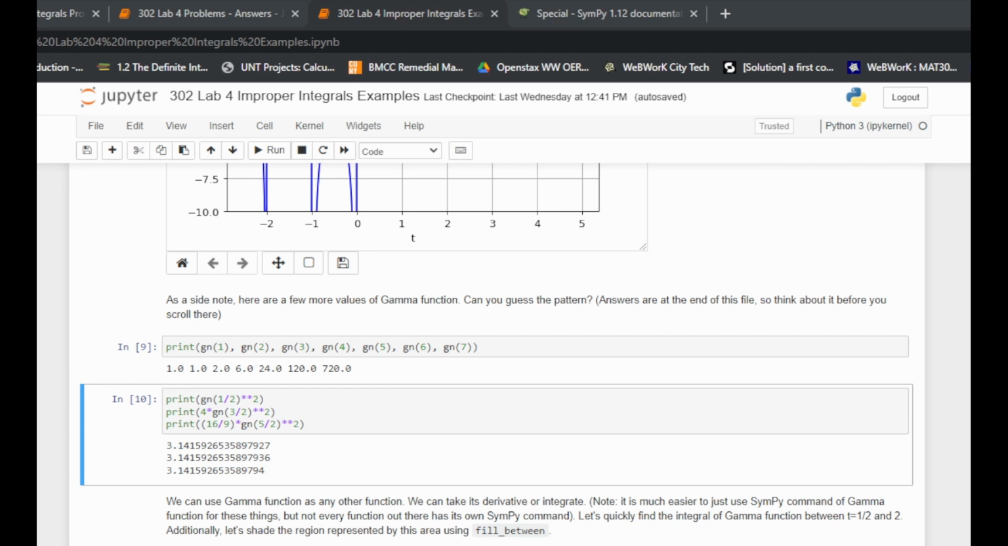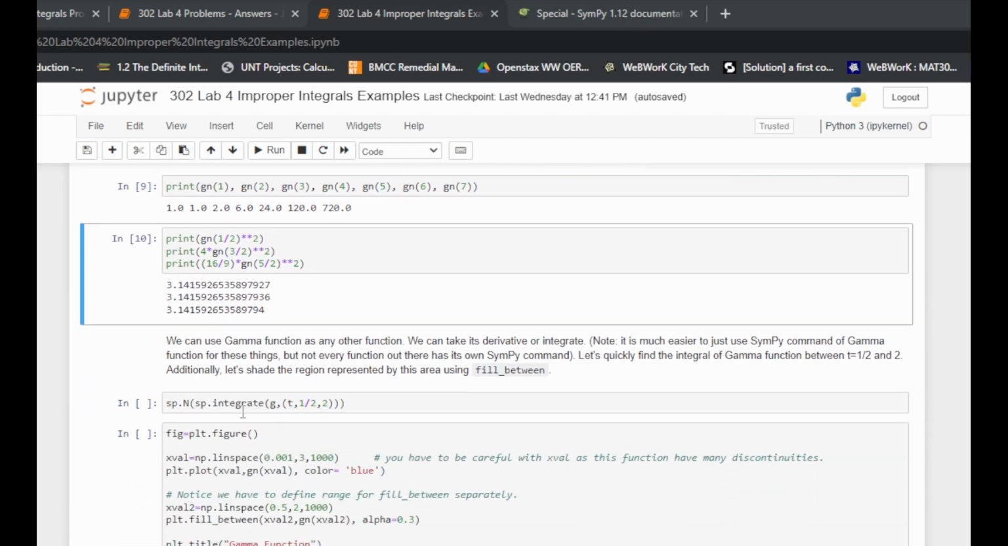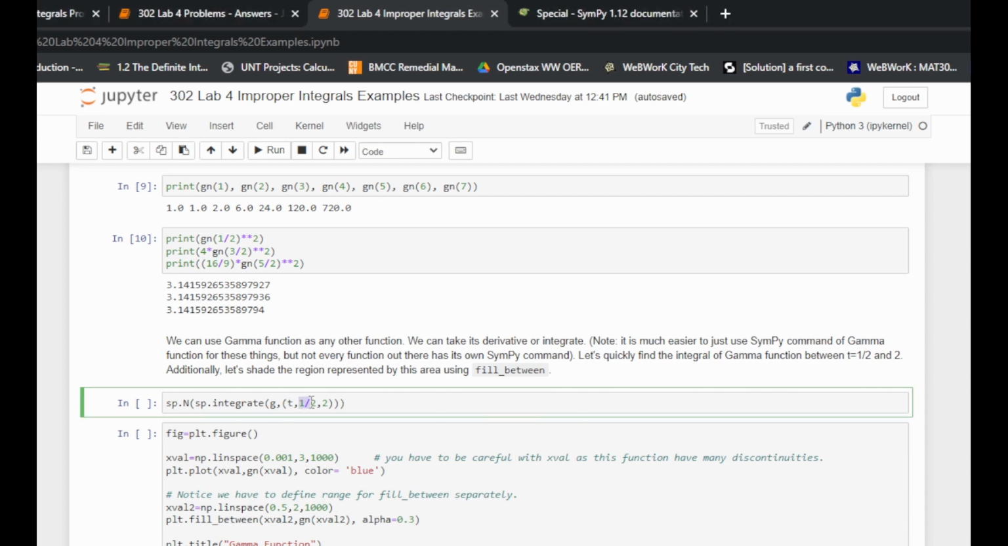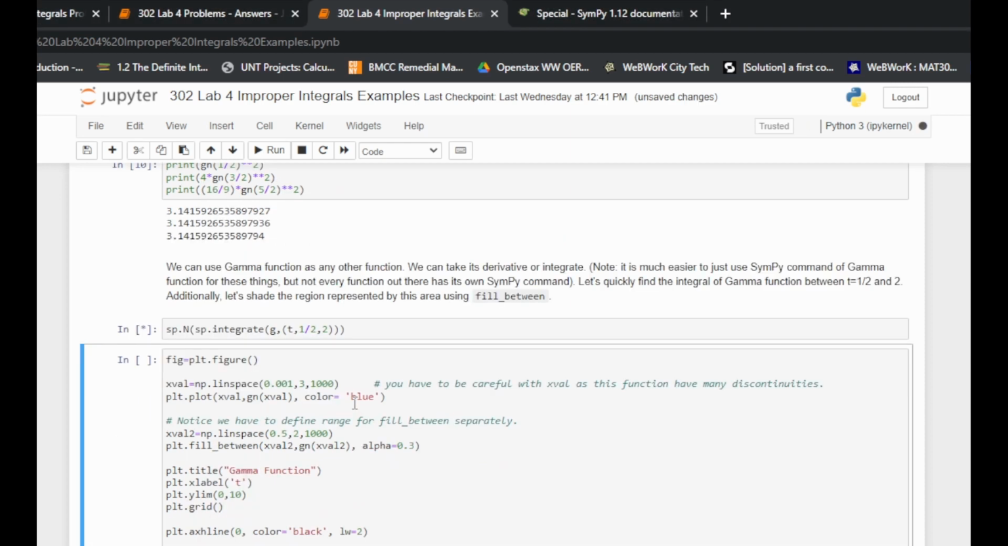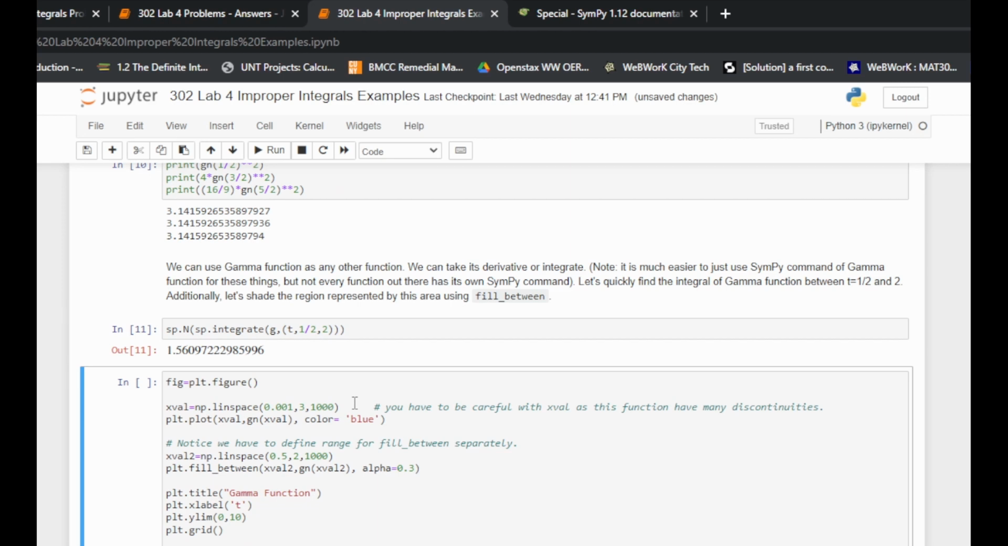So now that we have defined the gamma function, we can do to it anything that we could do to any other function in SymPy. So we can integrate it, we can take derivative of it, we can evaluate anything. So for example, let's integrate gamma function between 1/2 and 2. And as you can see, we got some answer. So it works pretty well. Next, let's plot the graph of gamma function, and let's also shade the area represented by this integral.